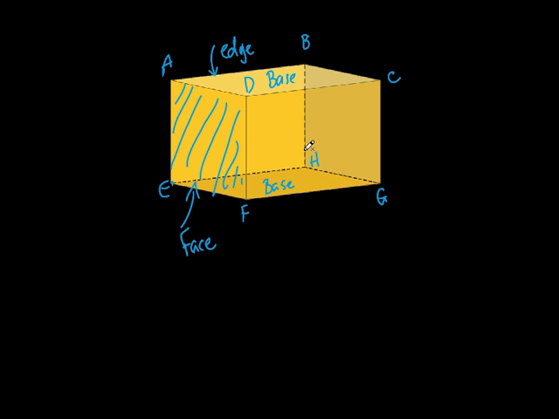And what about the vertices? That's really easy. It's just where the edges come to a point. So point A, that would be a vertex. Point D would be a vertex. B, C, G, H, F, E. They all would be vertices. Remember, vertices is plural for vertex. So that's just to give you an idea of what you would call this.